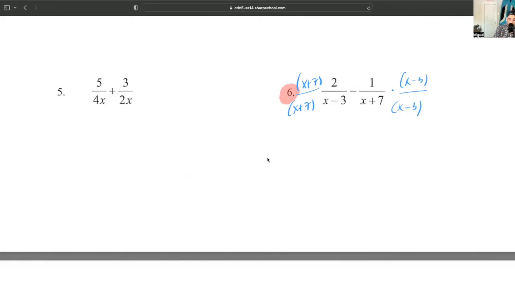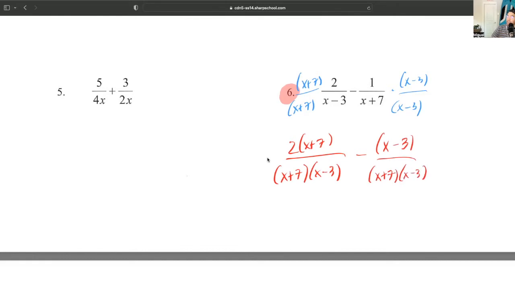The first fraction becomes 2 times x plus 7, I'm just trying to show all of our work here, over x plus 7 times x minus 3. Minus x minus 3 over x plus 7 times x minus 3. We've successfully shown here that they have the same denominator now. We have changed both fractions a little bit so that we can have that same denominator, which is what we do now.